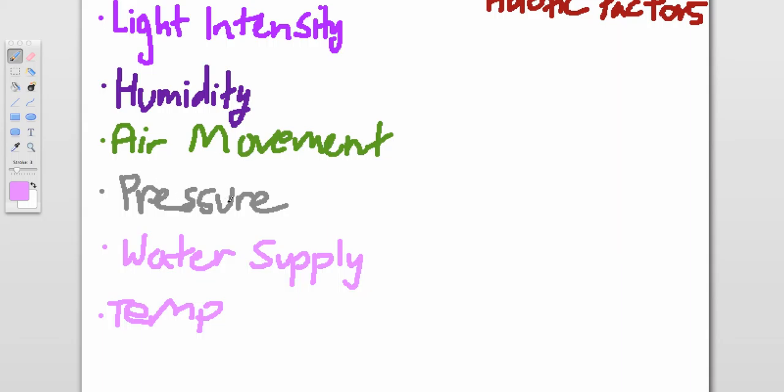Atmospheric pressure is another one. Decreased atmospheric pressure increases transpiration. And finally, water supply. There's little transpiration if there is little water supply in the transpiration stream. This is because transpiration relies on the mesophyll cell walls being wet. When cells are flaccid, the stomata close.